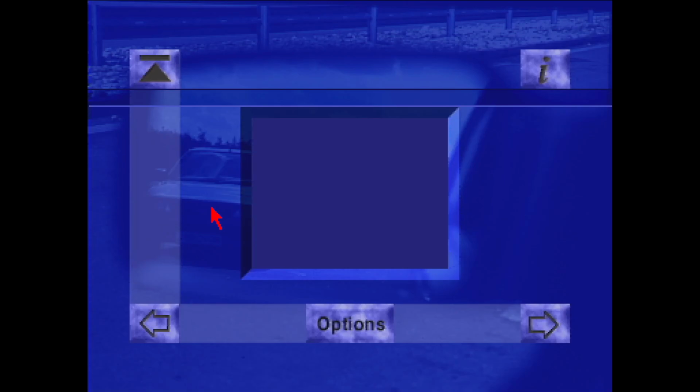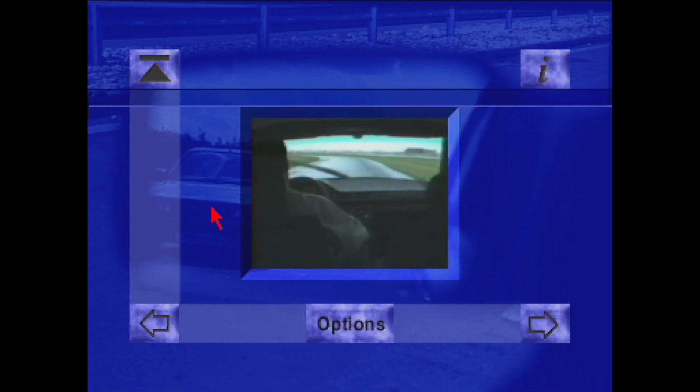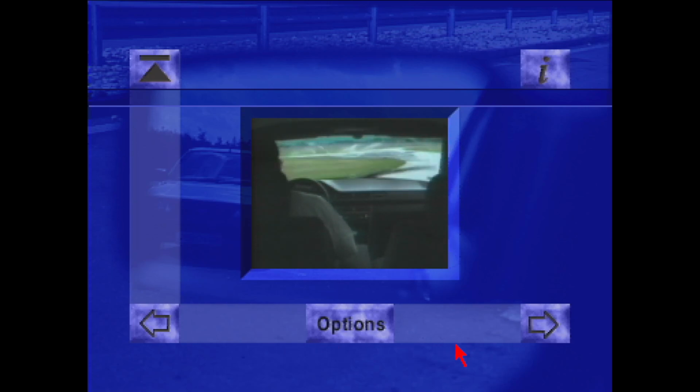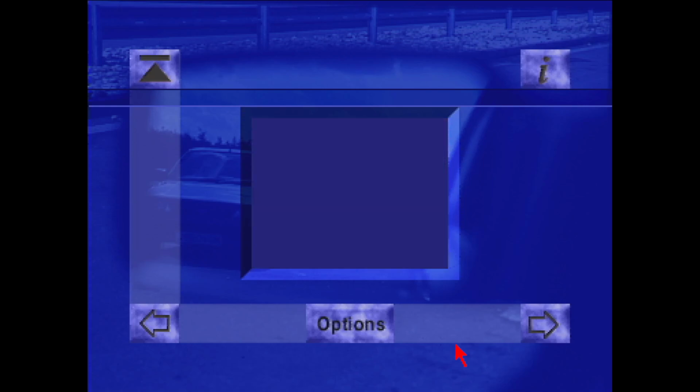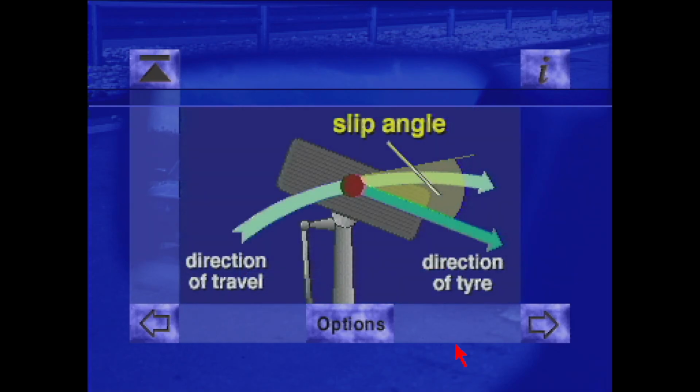Handling is a term used to describe a car's behaviour when cornering. This depends on the balance of grip, how it changes and how quickly it changes. Tyres generate cornering grip by running at an angle to the car's direction of travel. This is known as the slip angle. The greater the slip angle, the greater the grip, until at about 12 degrees the tyre slides sideways.